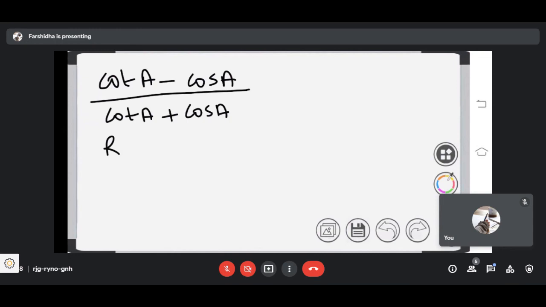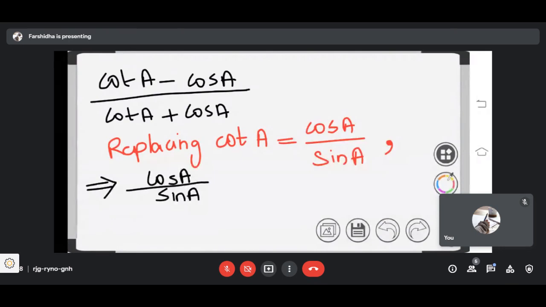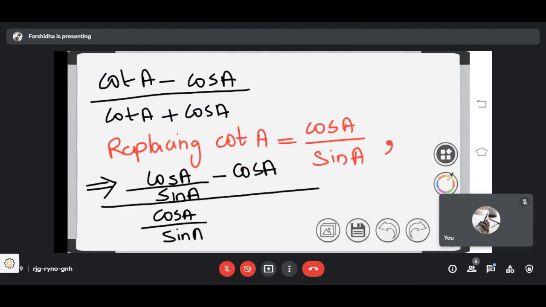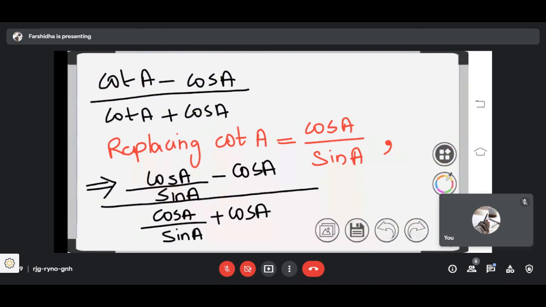So below that, write replace cot A equal to, sorry, cot A you can write as cos A by sine A. Cos A divided by, here also you can see one more cot A. So I'm writing cos A by sine A plus cos A. So I have just replaced cot A as cos A by sine A.